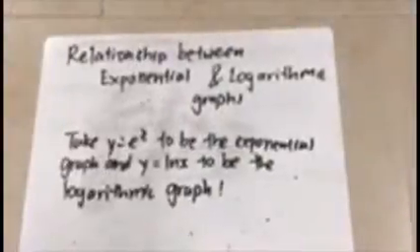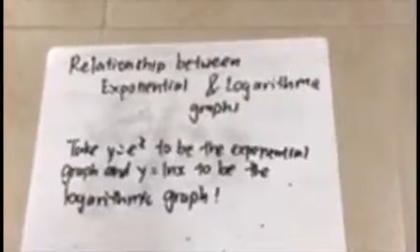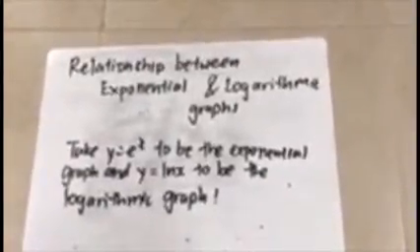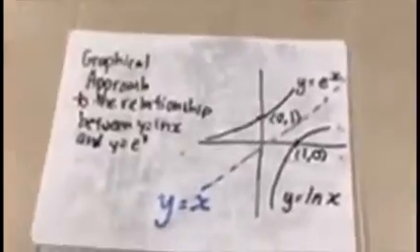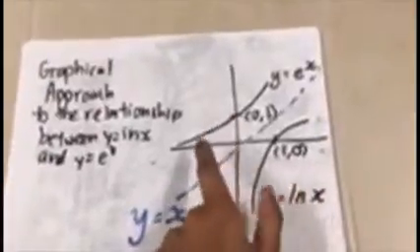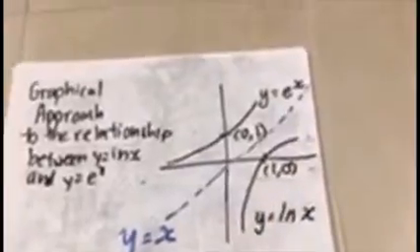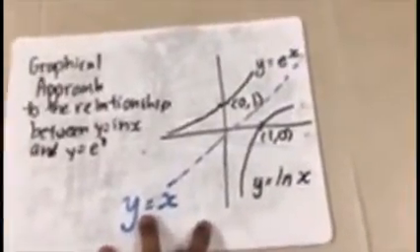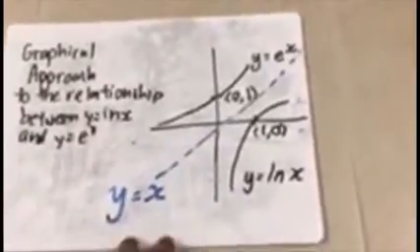Next, we'll look at the relationship between exponential and logarithmic graphs. Take y equals e to the power x to be the exponential graph, and y equals ln x to be the logarithmic graph. Now, this is the graphical approach to the relationship between y equals ln x and y equals e to the power x. As you can see, here is y equals e to the power x, and here is y equals ln x. If you look closely, you would realize that this is actually a reflection over the graph y equals x.